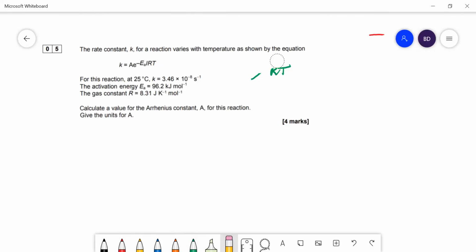Right, we are given everything in that equation except the value of A. We're given the value of k, the activation energy, the gas constant R, and the absolute temperature. What we should really do is work out e, the mathematical constant, to the power of minus Ea over RT. We've got to work out that number and put it in. So first of all, we're going to work out the value of Ea over RT.